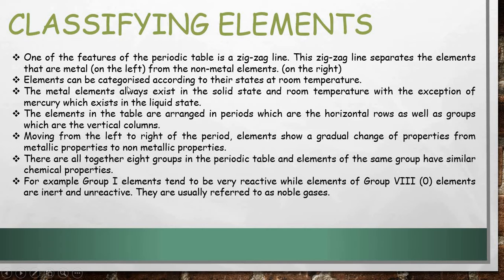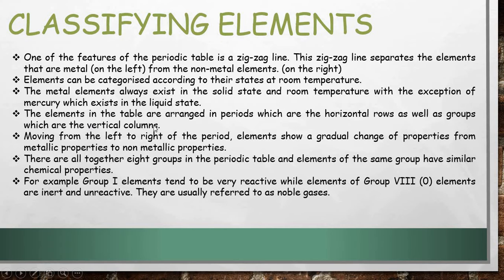So the elements can be categorized according to their states at room temperature. The metal elements always exist in the solid state at room temperature, with the exception of mercury. Only mercury exists in the liquid state. Which means that if you put them at room temperature, all the elements will exist in the solid state except for mercury, which will exist in the liquid state.